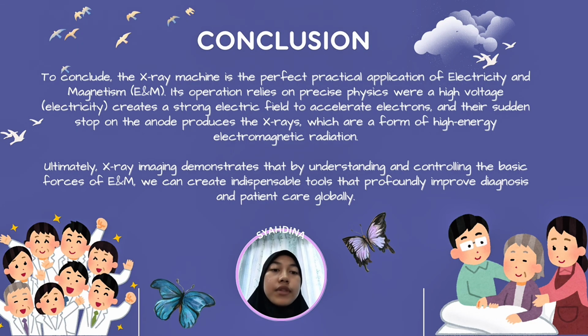So, to conclude all of this topic, we can see that the X-ray machine is a perfect practical application of electricity and magnetism. Its operation relies on precise physics, where a high voltage creates a strong electric field to accelerate electrons, and the sudden stop on the anode produces the X-rays, which are a form of high energy electromagnetic radiation. This also shows that ultimately X-ray imaging demonstrates that by understanding and controlling the basic force of E&M, we can create indispensable tools that profoundly improve diagnosis and patient care globally.